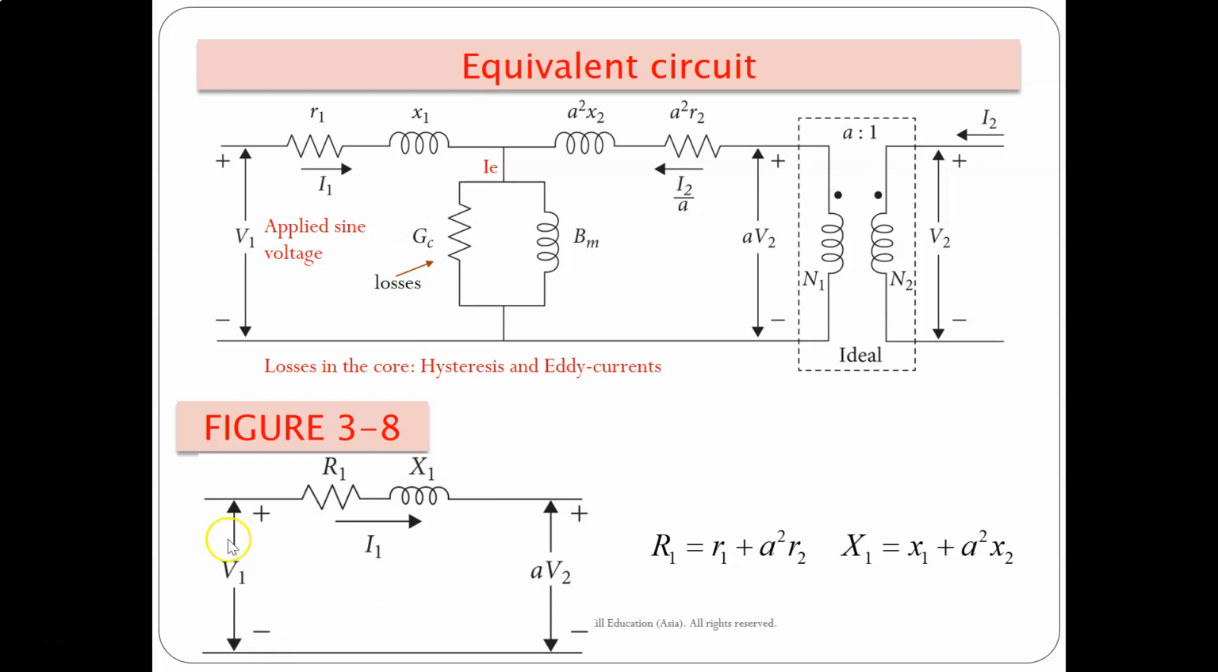Now we have V1 here and the ratio times V2 here. And R1 and X1 can now be represented as you can see here. So now the secondary is transferred to the primary side, and we have a really simple system. So R1 is now R1 plus the ratio squared times R2, and in the same manner for the inductance part.